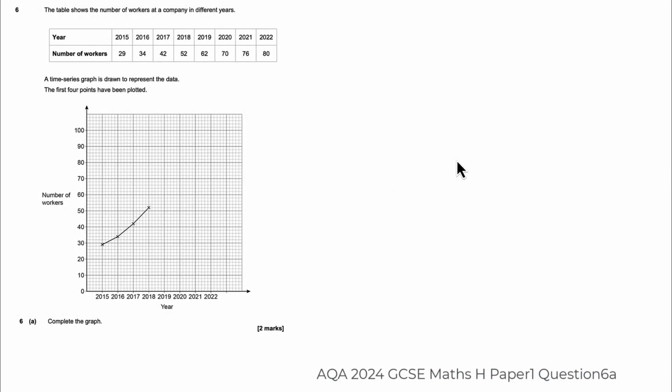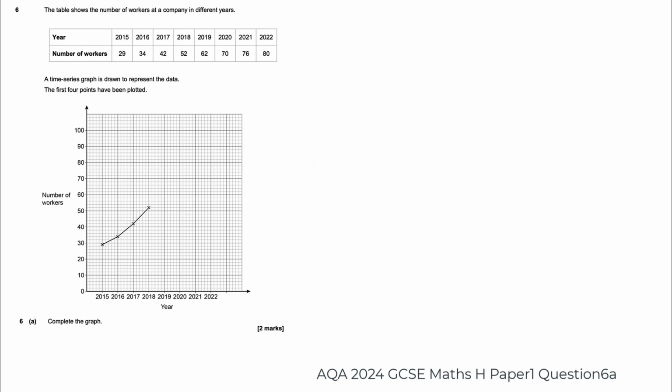So here we have question 6, and we're given a table showing the number of workers at a company in different years. We go from 2015 all the way up to 2022. They've started plotting a time series graph representing this data, and they've so far got 4 points in there. It's the first 4 entries in this table, from 2015 up to 2018. And in part A, we're asked to complete that graph.